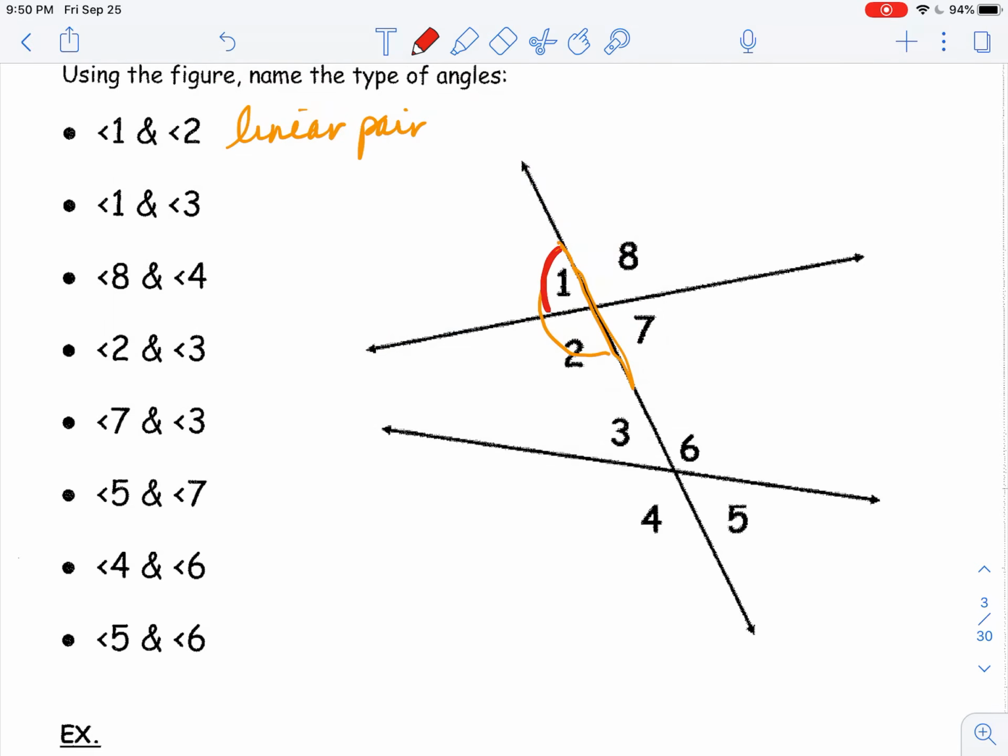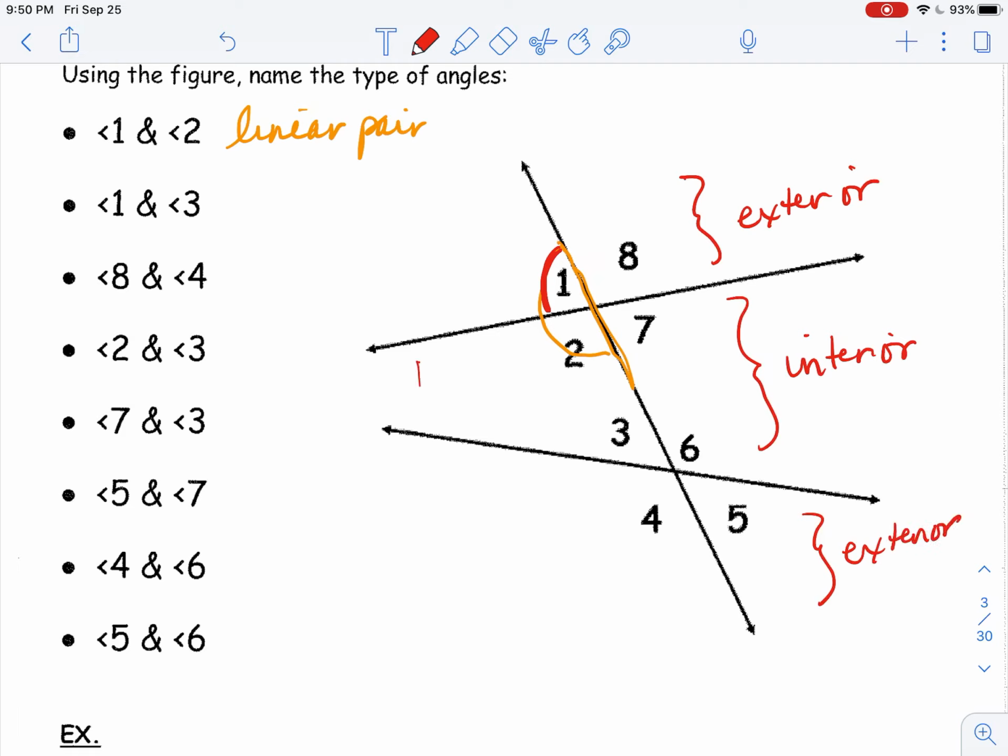We've got angle 1 is on the exterior. This is all the interior. This would be the exterior, and as well as this. If you think about it like this is the inside of those two lines. So let's take a look again at angles 1 and 3. Angle 1 is on the exterior, angle 3 is on the interior. They're on the same side and they're in the same position on each of these groupings of angles. So these are corresponding.